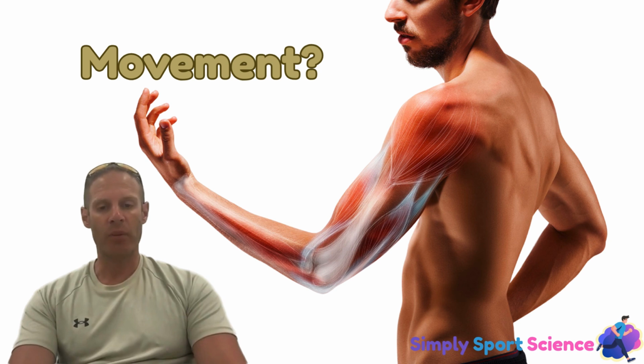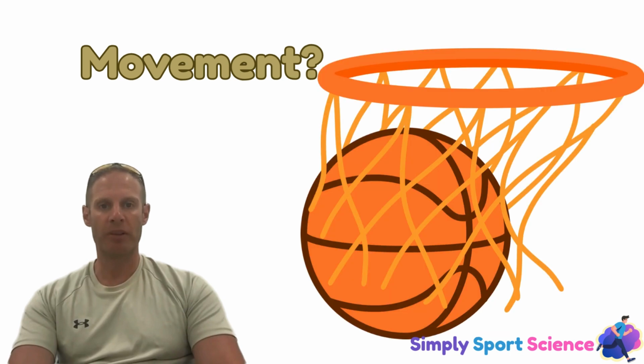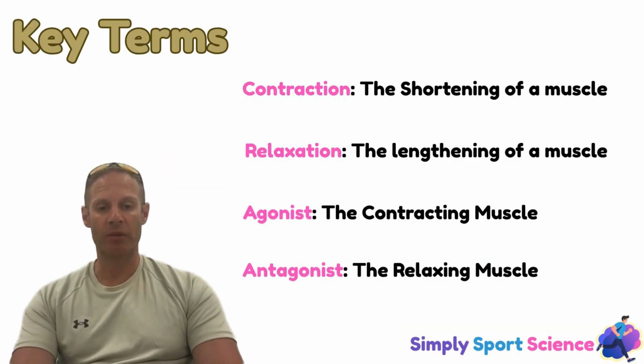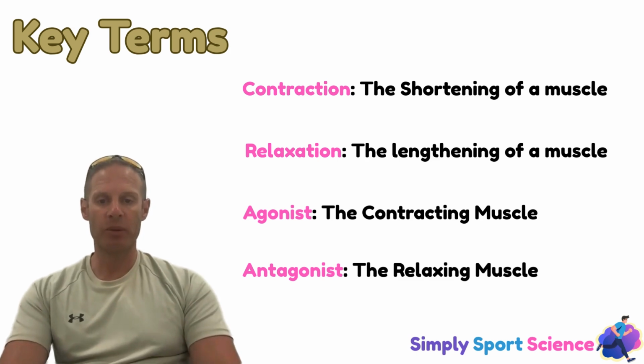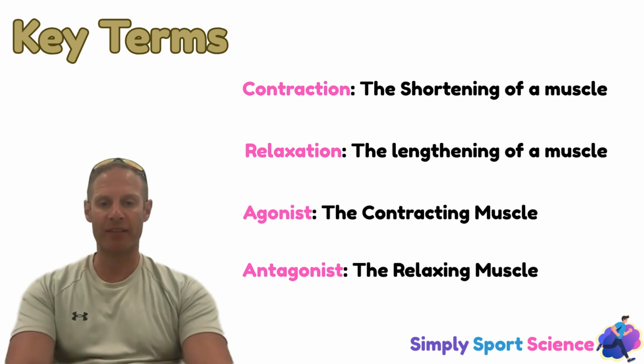So have you ever wondered how your body moves so smoothly, allowing you to lift weights, run, or shoot a basketball with precision? The answer lies in something called antagonistic muscle pairs. Antagonistic muscles are pairs of muscles that work against each other to create movement. When one muscle contracts or shortens, the other relaxes or lengthens. This coordinated action allows our joints to move smoothly and effectively.